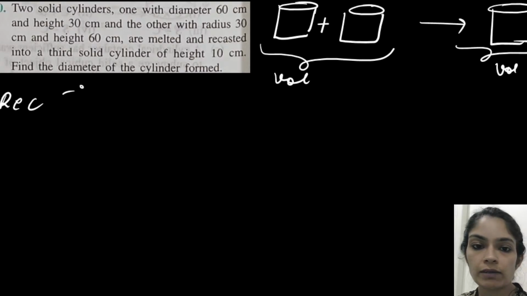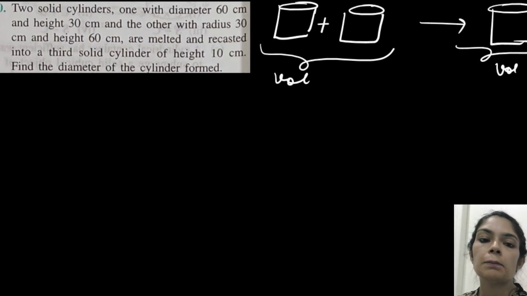So here, what do we have to find? We have to find the diameter of the cylinder formed. We have been given the radius and height of the first cylinder, the radius and height of the second cylinder, but only the height of the resultant cylinder. So we have to find its diameter. So let's do it.